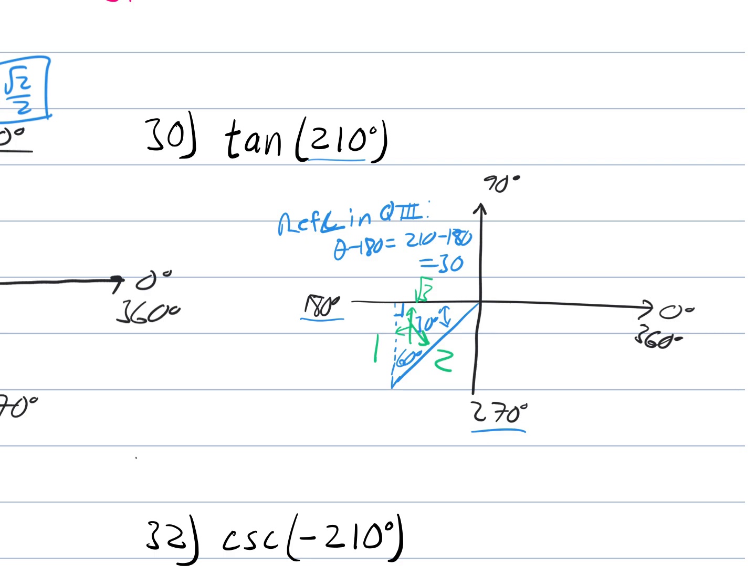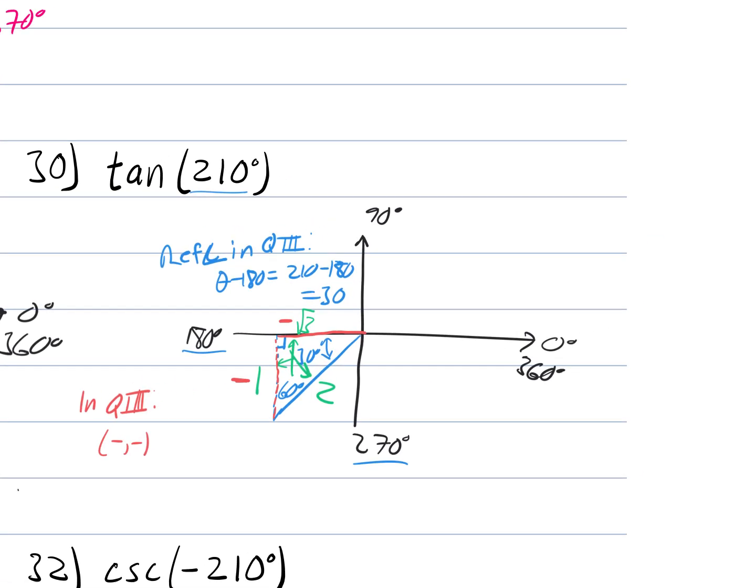And in the third quadrant, so in quadrant 3, we know that x and y are both negative, right? So I'm going to change the sign of my vertical direction, which is going to be -1, and then the horizontal one, which is negative square root of 3. Your hypotenuse is never negative, all right?